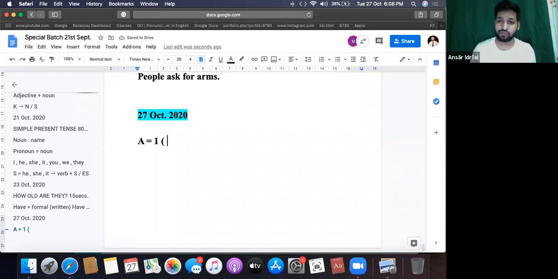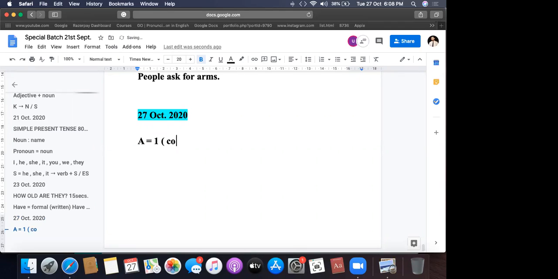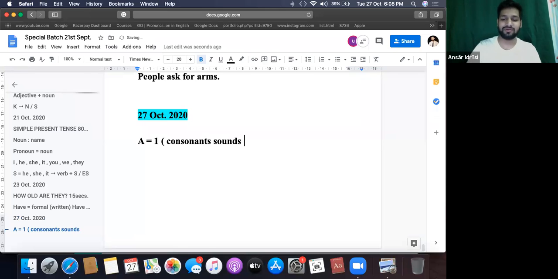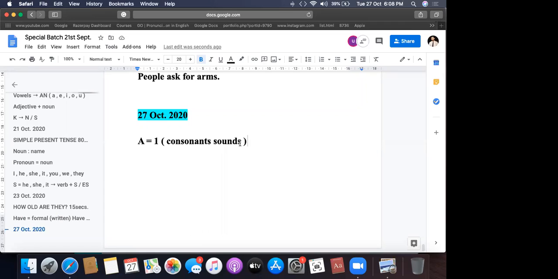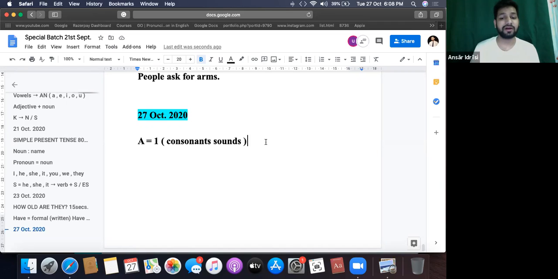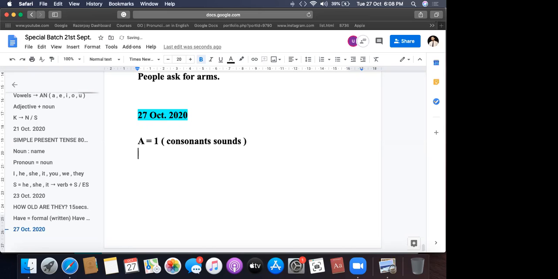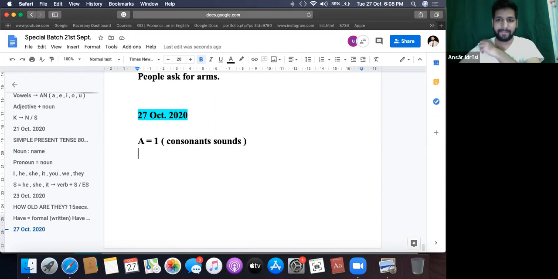Before a singular countable noun beginning with consonants, and consonant sounds. Exactly right. We are using "a" for a singular countable noun beginning with a consonant sound. Sir, but this is rule number 2, no? In rule number 1 it is a singular noun beginning with consonants, and rule number 2 is with consonant sounds, correct?